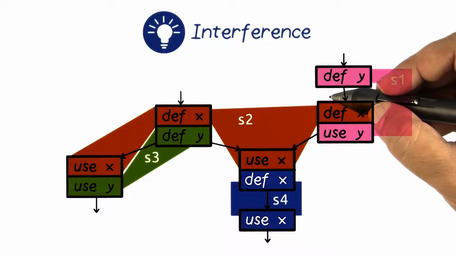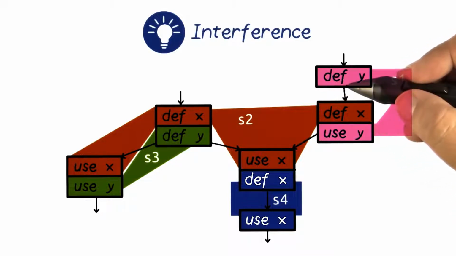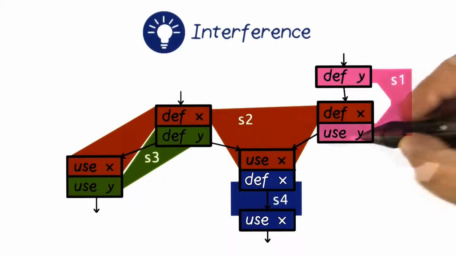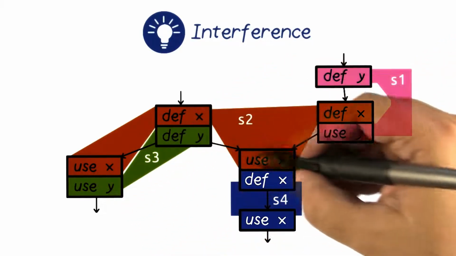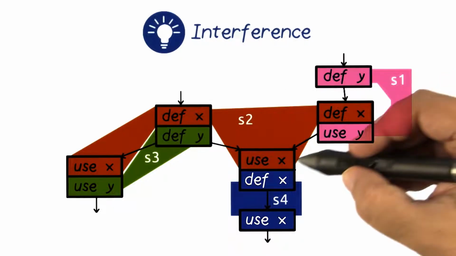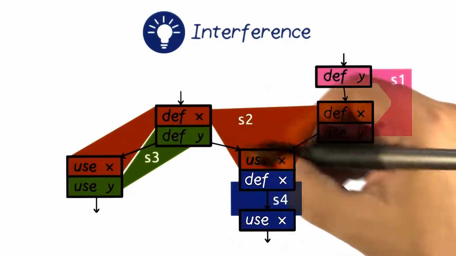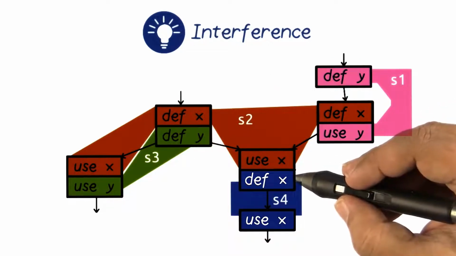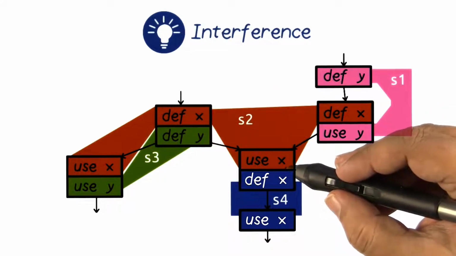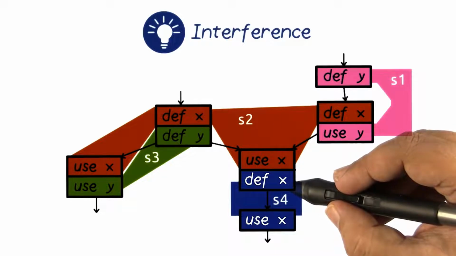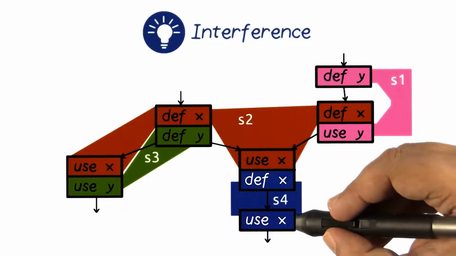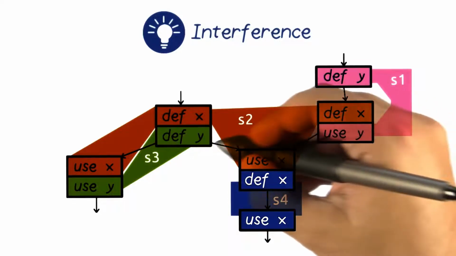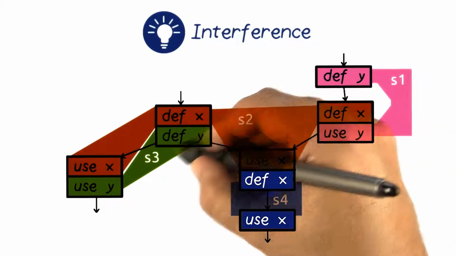As you can see here, we have four webs: S1 going from here to here, and S2, a big, large web, going from here to here, and here to here, and here to here. The third web is also a web of X, but again a different web, going from here to here, called S4. And then finally, we have yet another web of Y, going from here to here.